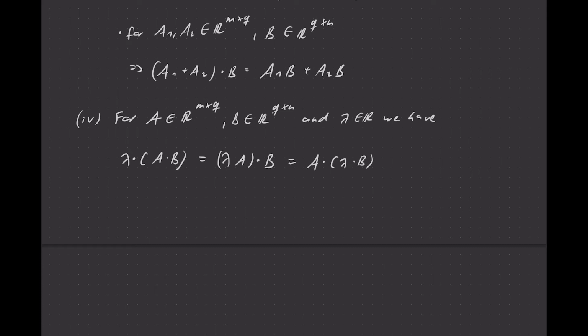Right? So I can put the lambda wherever I want. It's always the same result. And of course that also holds. And this property is called homogeneity, by the way.